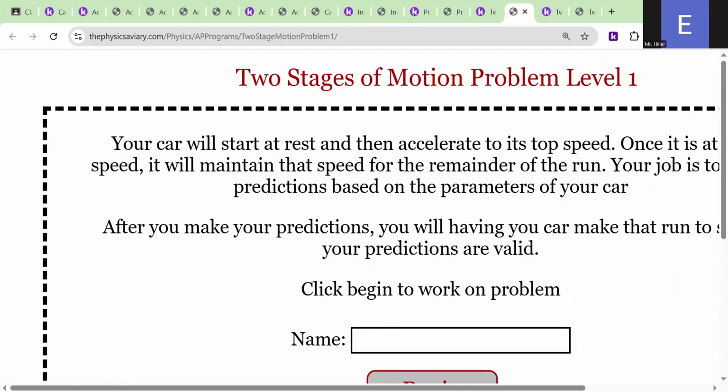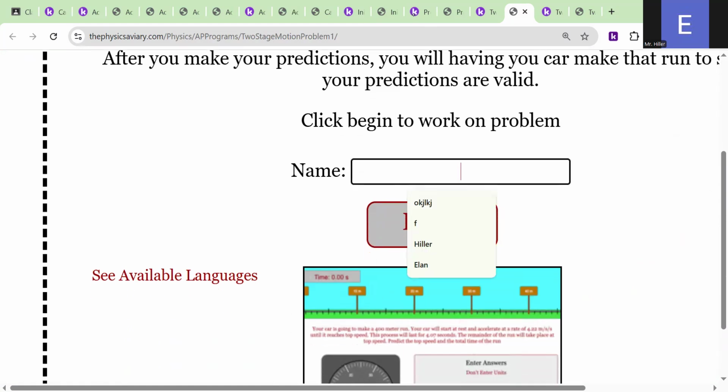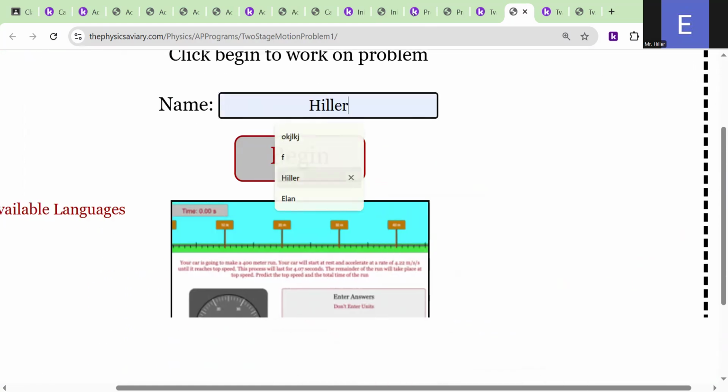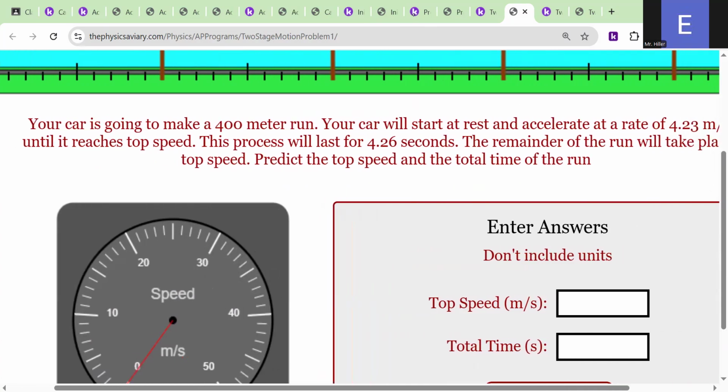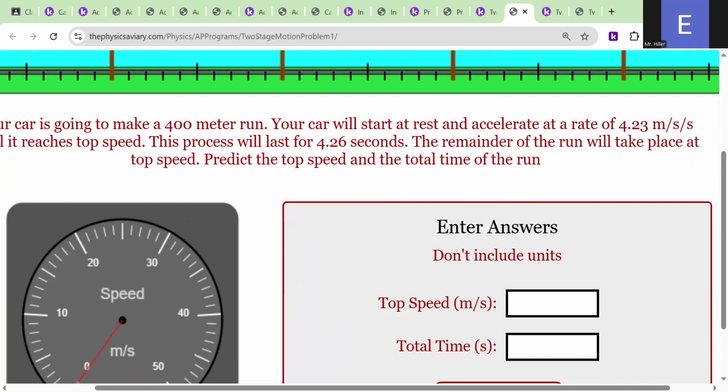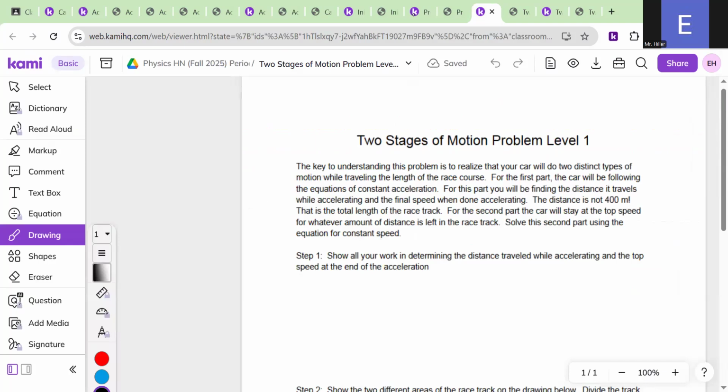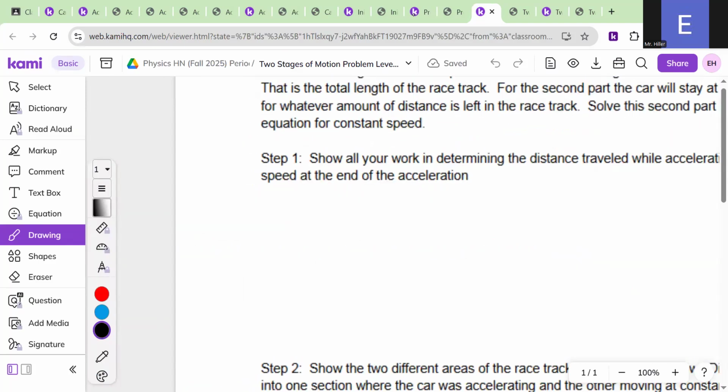Question number 9 is called Two Stages of Motion, Problem Level 1. In this one, your car is going to make a 400-meter run. Your car will start from rest and accelerate at a rate of 4.23 meters per second squared. Let's enter in those numbers. So for me, make my list.